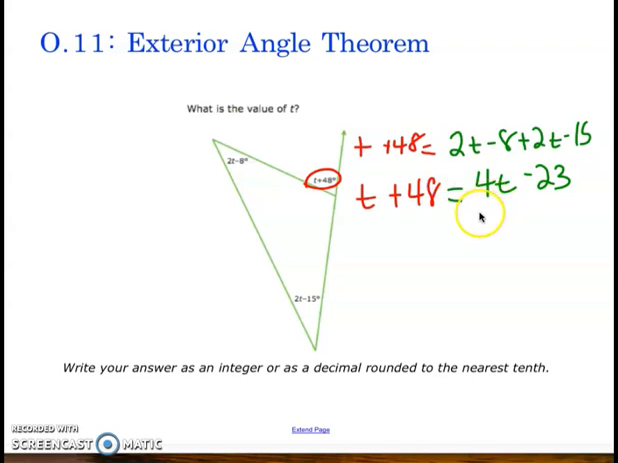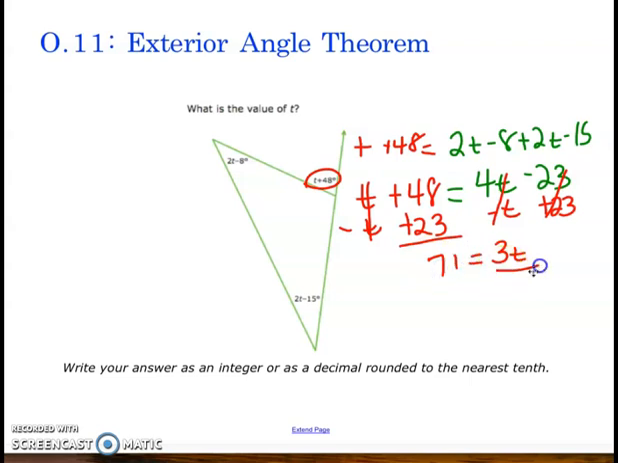I get my variables to one side, my numbers to the other, my constants. So I get 4t minus t is 3t. I'm going to get my constants to the other side, so I add 23. And I get 3t equals 71.